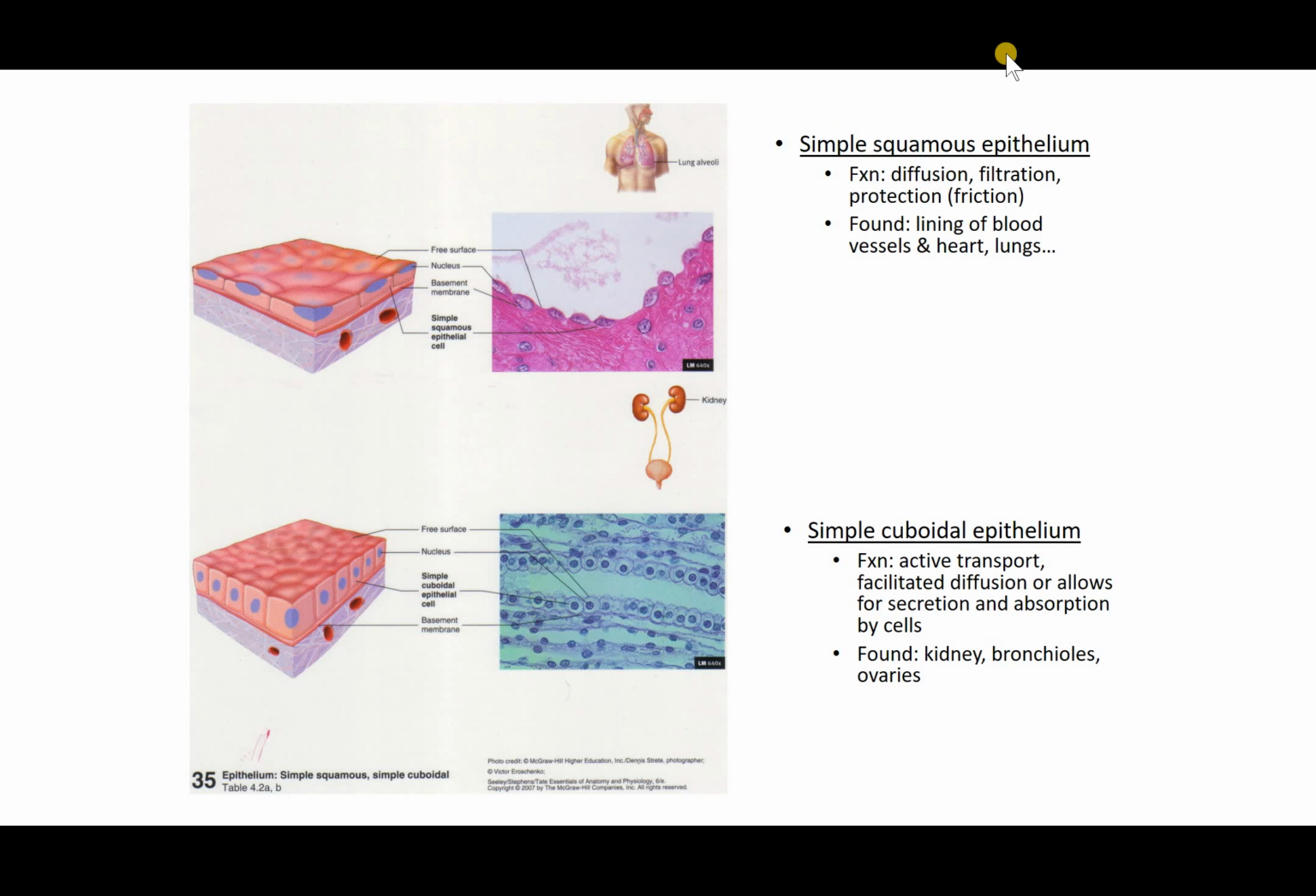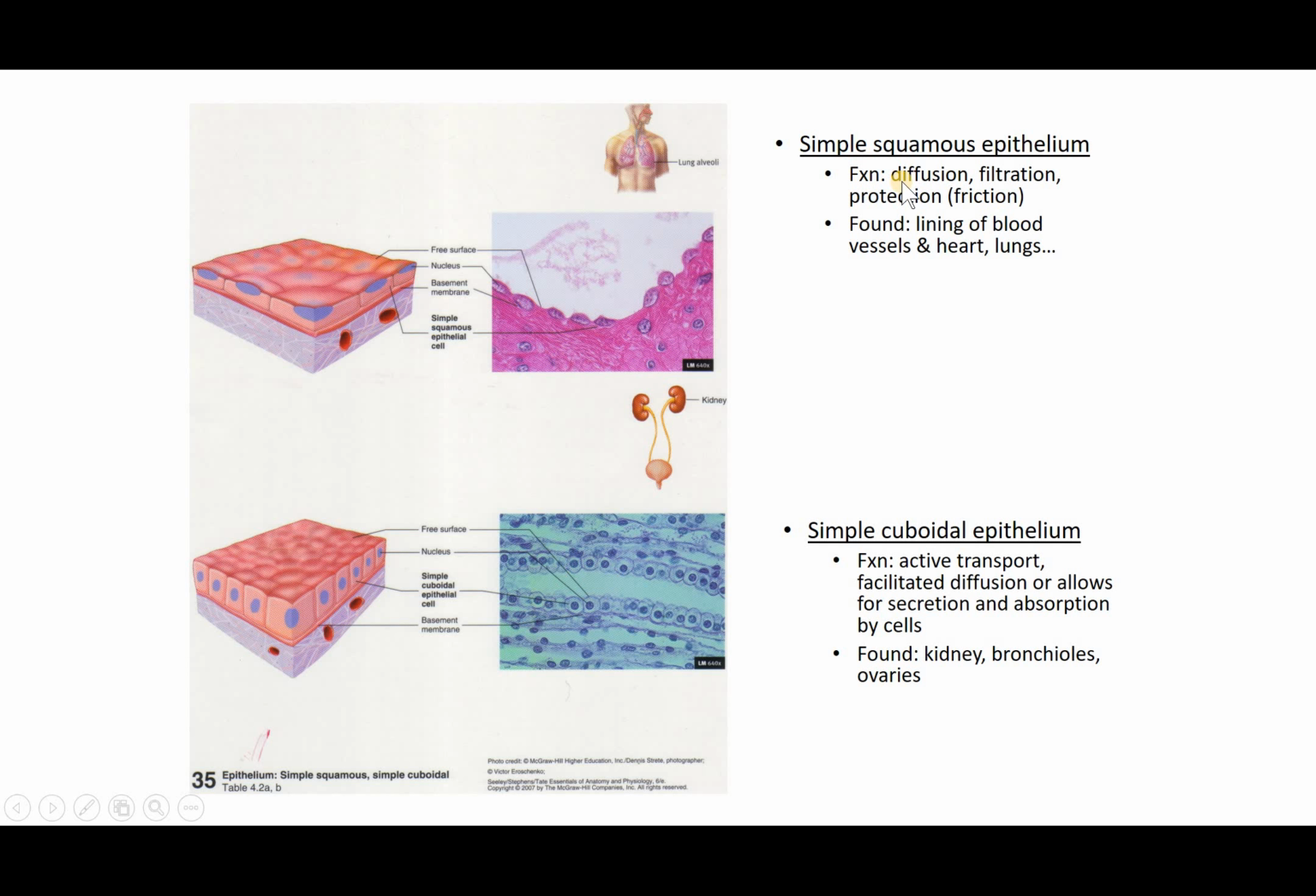Okay, so simple squamous epithelium, its function, FXN right there is function: diffusion, filtration, protection. It's found in the lining of blood vessels, heart, and lung. So here's a picture of it, one cell layer thin, looks like fish scale. Here's showing you an example here, alveoli of lung.